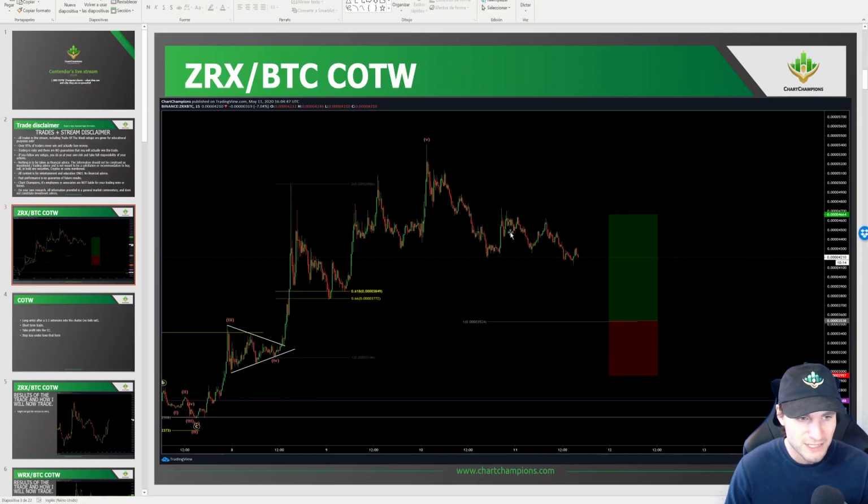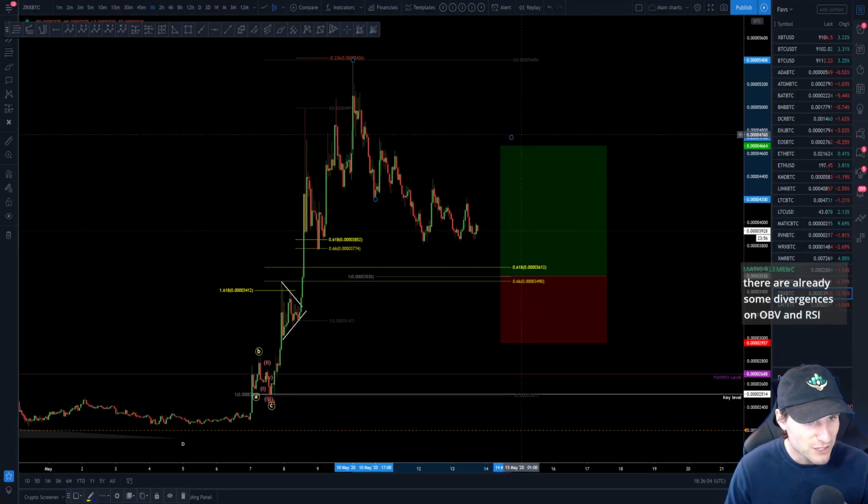And then I was taking this extension from the first bit of consolidation region that we had here. So this was what it originally looked like when I took this 1-to-1 extension, by the way. You can see now it looks a little bit outdated. But nevertheless, that's what I was going for.